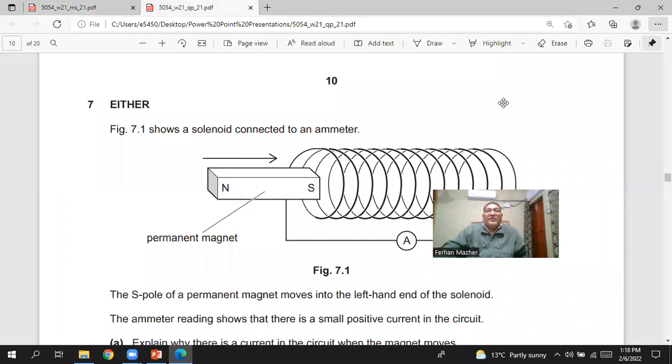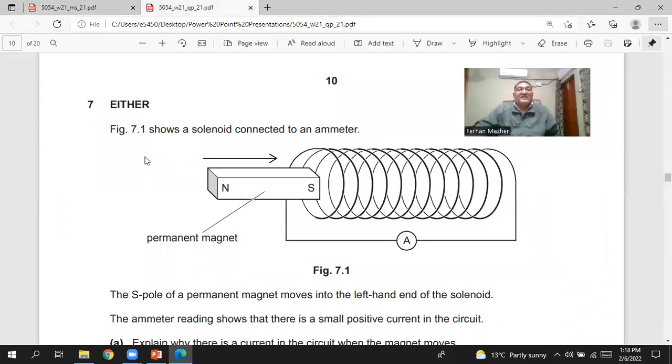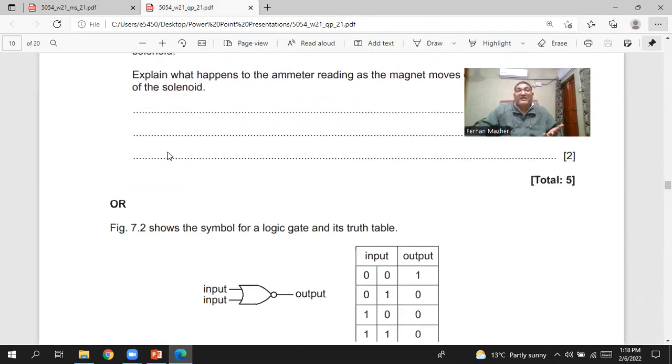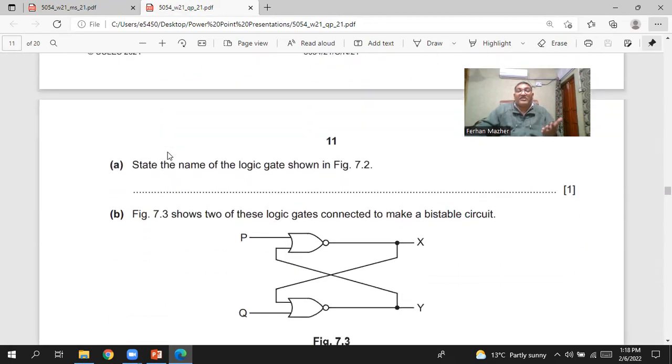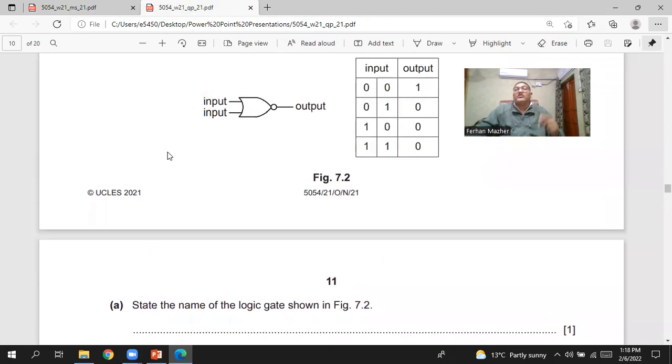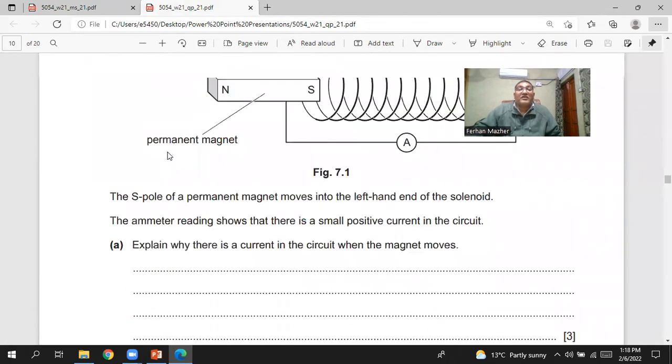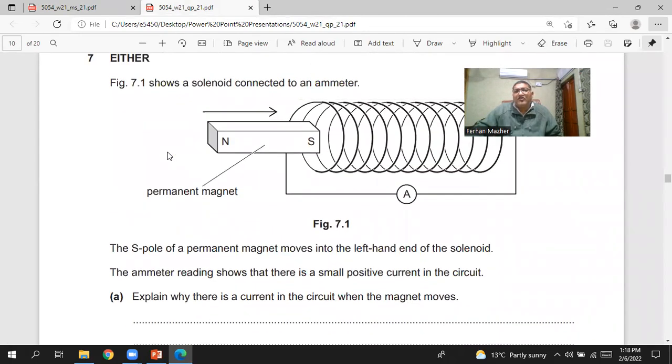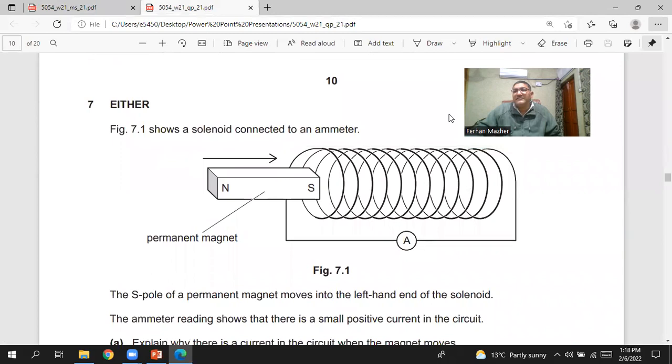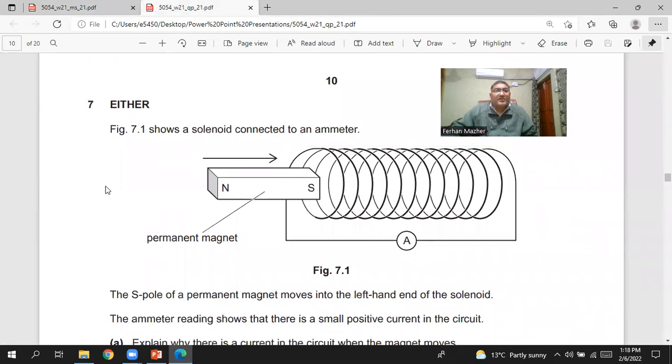So here we have question number 7. There are 2 parts of question 7. Either you have to attempt this one or you have to attempt the second question, which is the option, and that question is from electronics. Normally our students do not prepare electronics, but in any case we will attempt both of them.